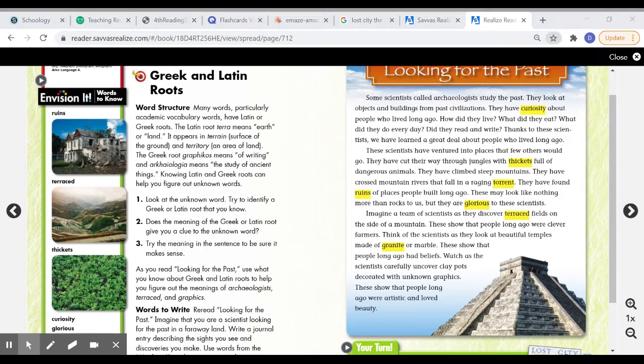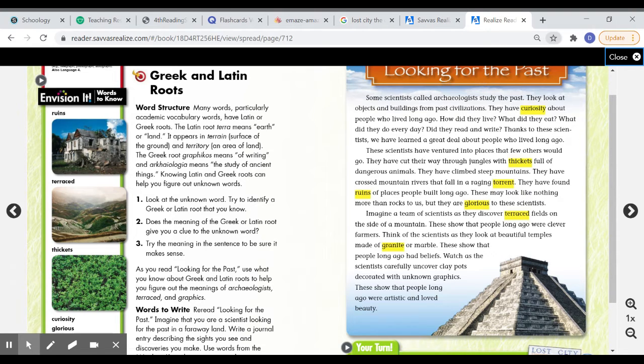These scientists have ventured into places that few others would go. They have cut their way through jungles and thickets. Now, thickets are thick, low bushes, full of dangerous animals. They have climbed steep mountains. They have crossed mountain rivers that fall in a raging torrent. Torrent, guys, we're talking about rushing, violent water.